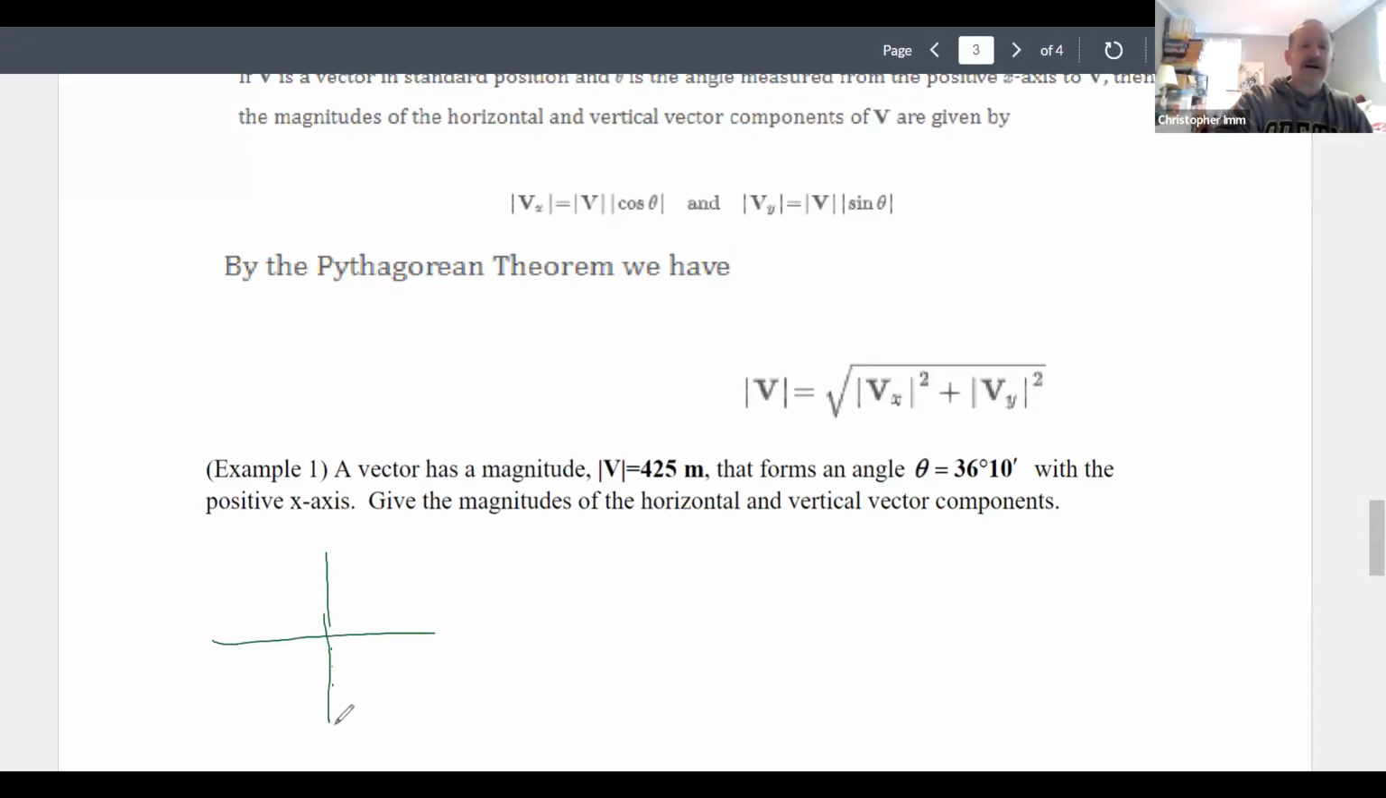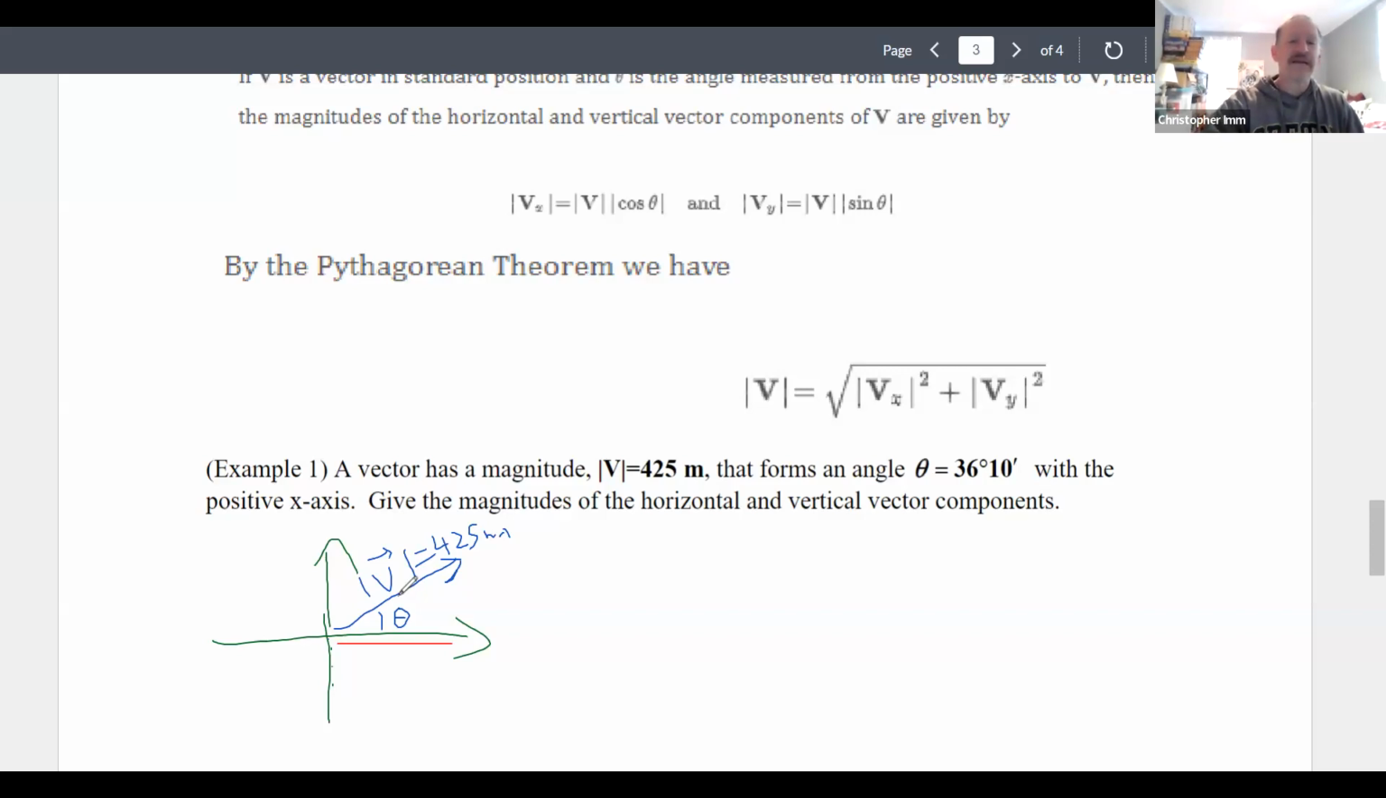Go ahead and draw our axes here. And I'll illustrate this vector always from the origin, and we're going to go out 36 degrees and 10 minutes here, about there. So this angle is theta, and the magnitude of that vector is 425 meters. So essentially, we're looking at breaking this up into two components.